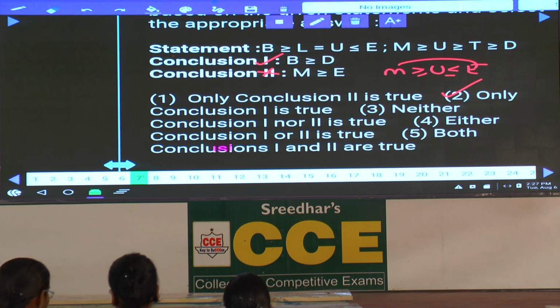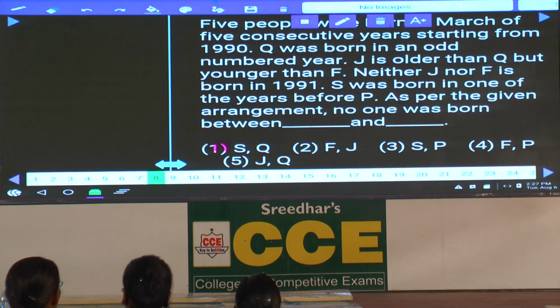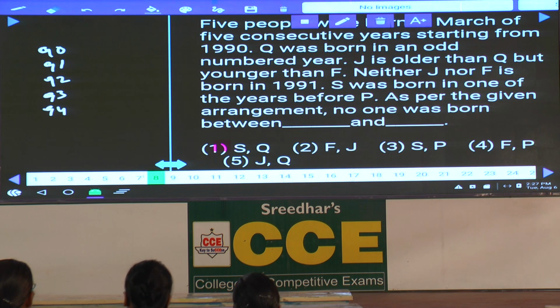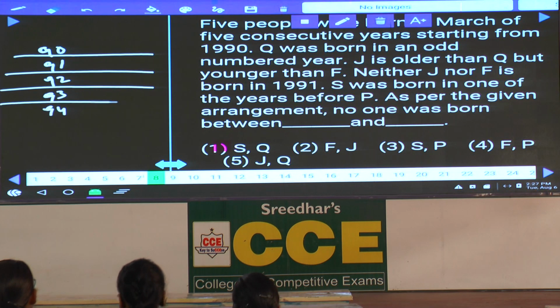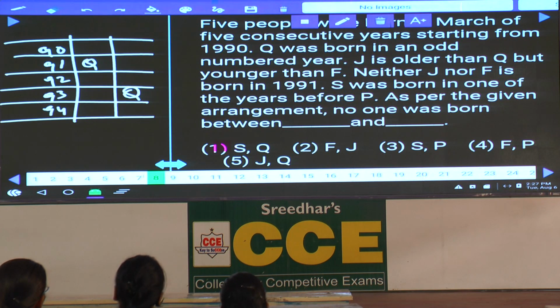Now question number eight. Five people were born in March of five consecutive years starting from 1990. That means 90, 91, 92, 93 and 94. On these years five people were born and Q was born in an odd number year. What are the different possibilities we can have for this Q? Q can be either 91 or 93. There are two possibilities to this Q. And J is older than Q but younger than F.